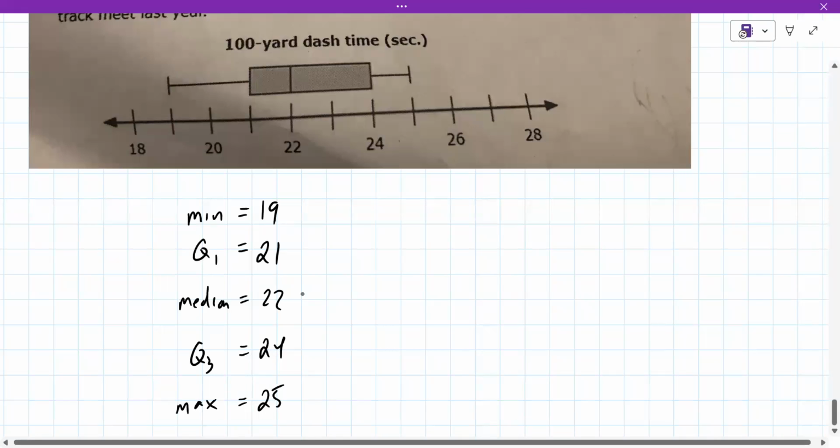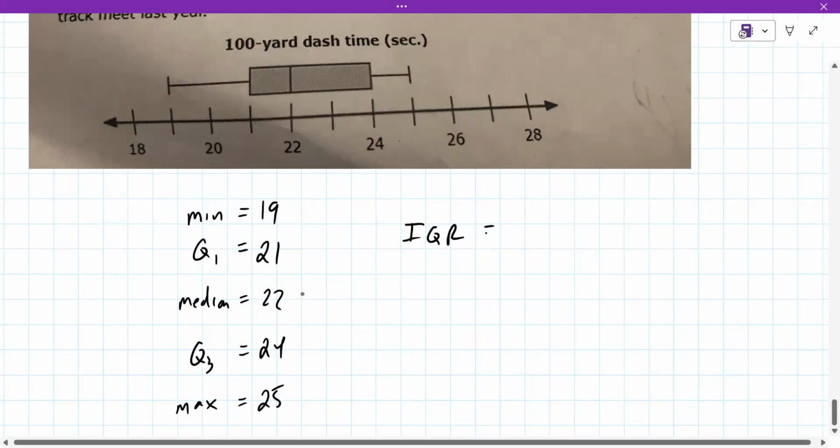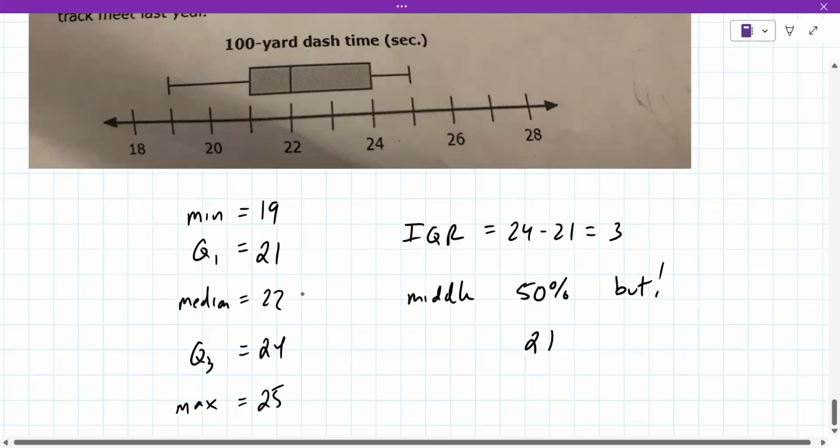All right. So IQR, what would that be? Three. It's 3. 24 minus 21 is 3. That represents the middle 50%, but you have to express it as a range, 21 to 24.